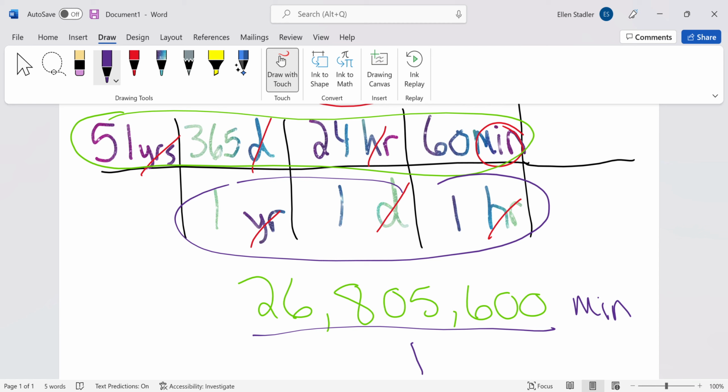I would like you to try to go ahead and convert your age to minutes and see what you get. If you have any questions, send me an email and I'll help you out with it.